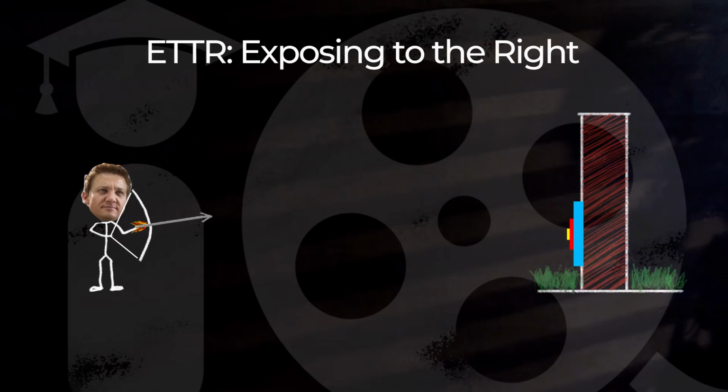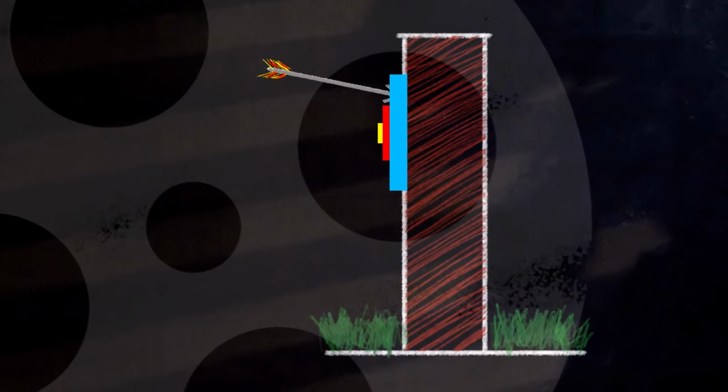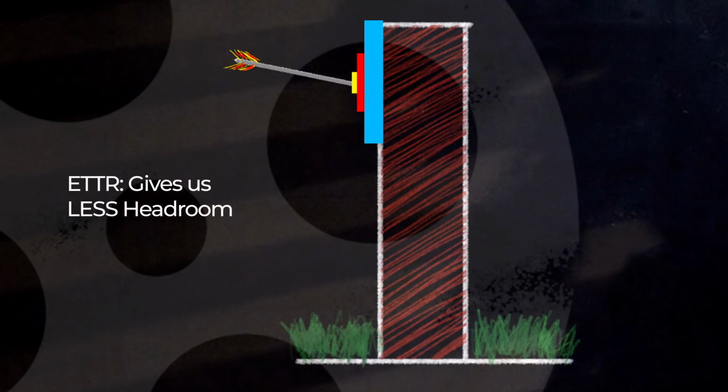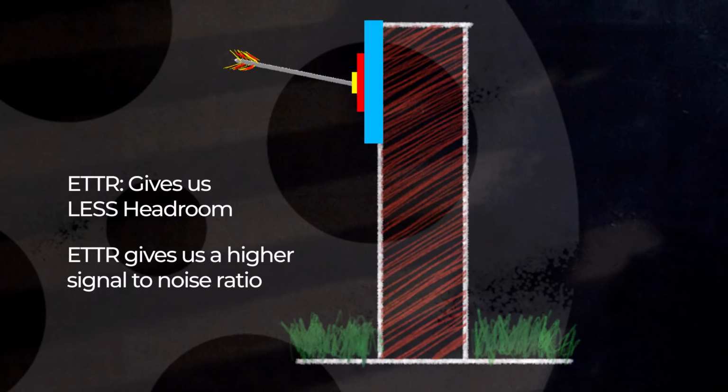Now, this concept comes into play with the technique exposing to the right, or ETTR. With ETTR, you paint your target on the wall, then purposely have Hawkeye add a little muscle so he hits a little higher than the target. Now when we get to post-production, we erase our original target and redraw it where the arrow landed. Now on the downside, this gives us less headroom because the wall is only so high, but on the positive side, we get more distance between the arrow and those noisy weeds down there in the bottom.